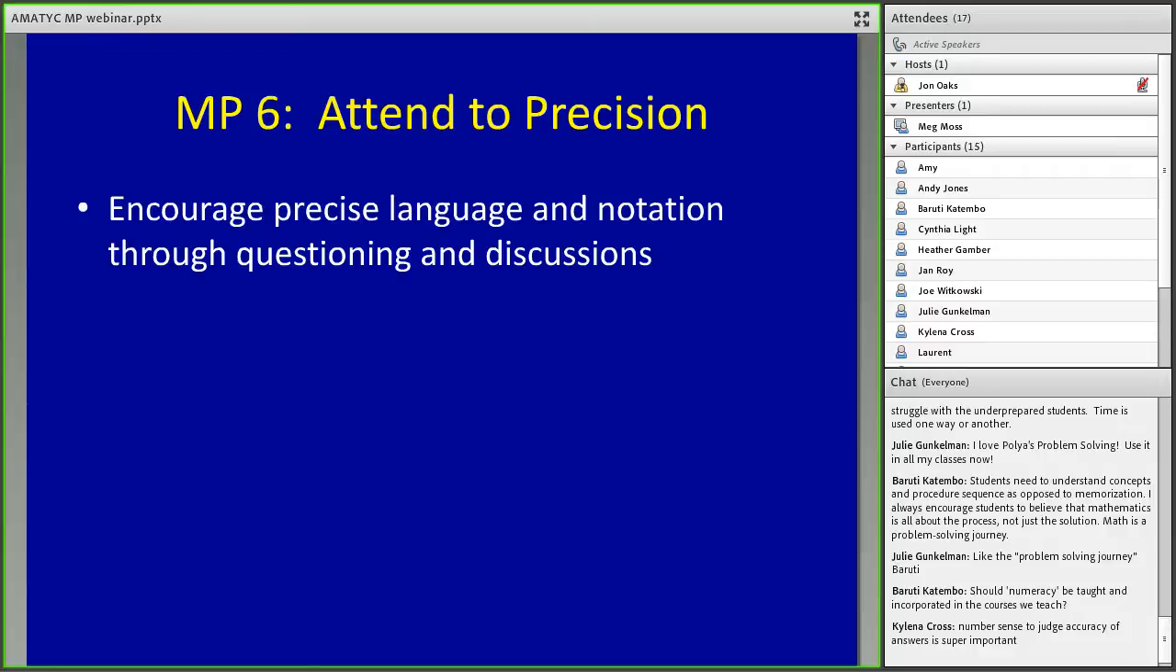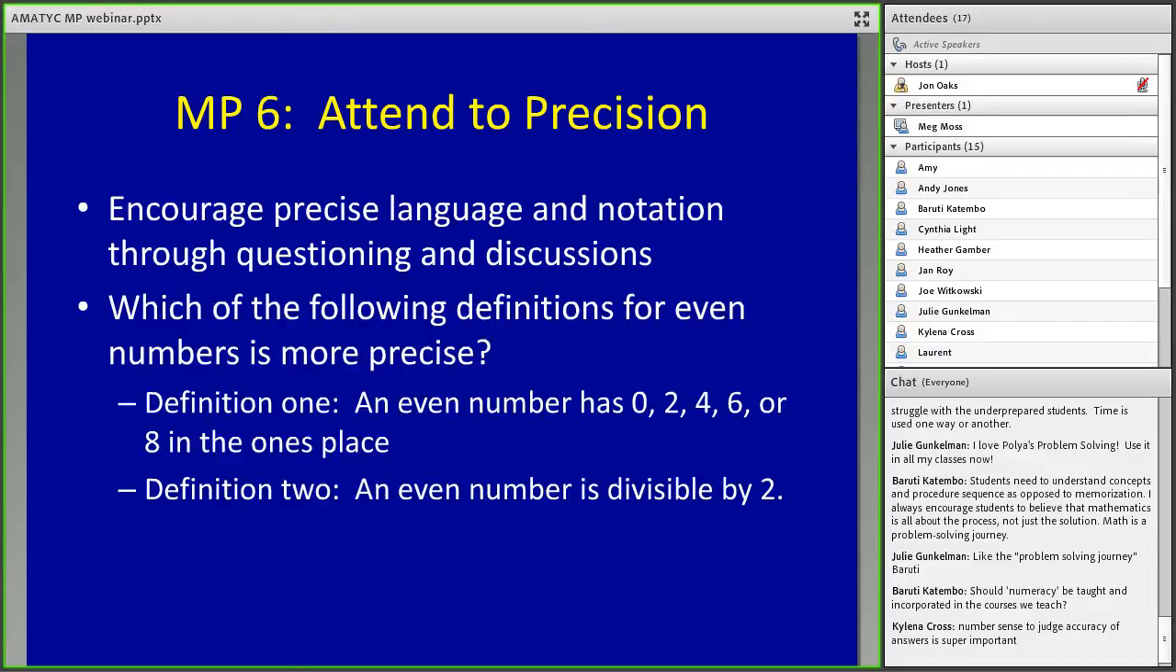You know, if they're talking about a solution in class, really ask them questions that delve into, okay, is that really what you mean to say? Is that really how you want to write it? Okay, and this is a great example of a precision question. Which of the following definitions for even numbers is more precise? Definition 1, that is given in some elementary textbooks: an even number has 0, 2, 4, 6, or 8 in the ones place. Another definition is that an even number is divisible by 2. So in the chat, which one of those is more precise and why?